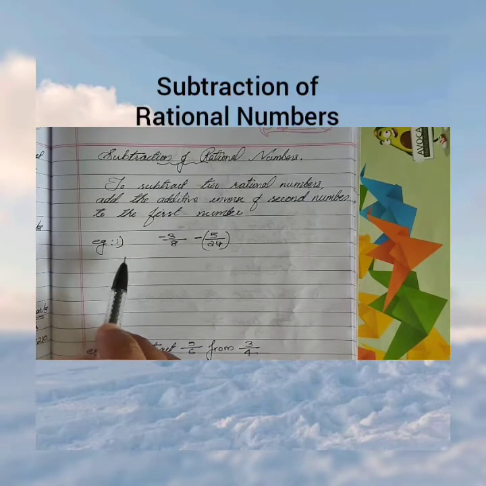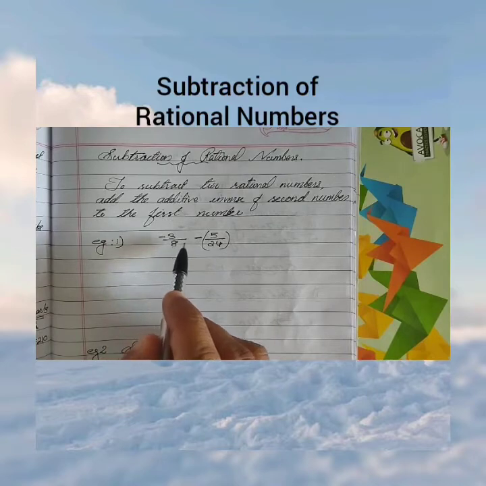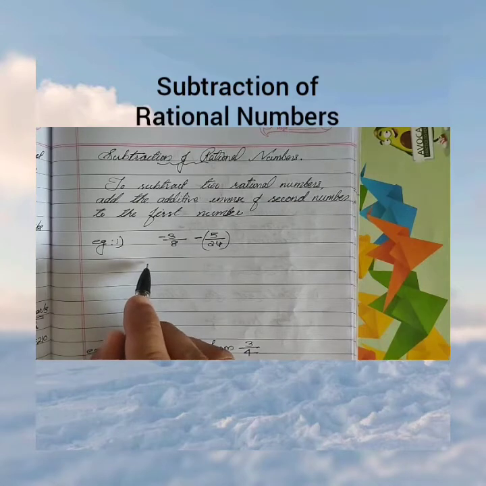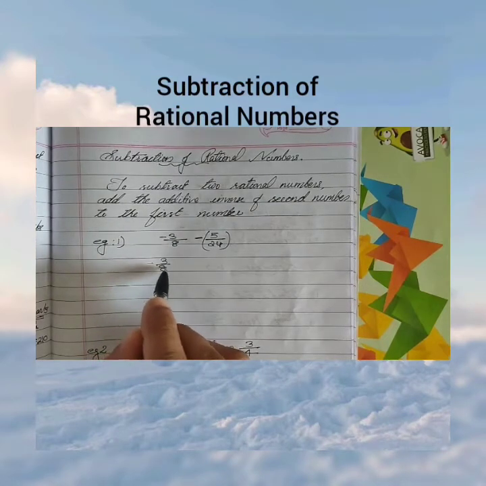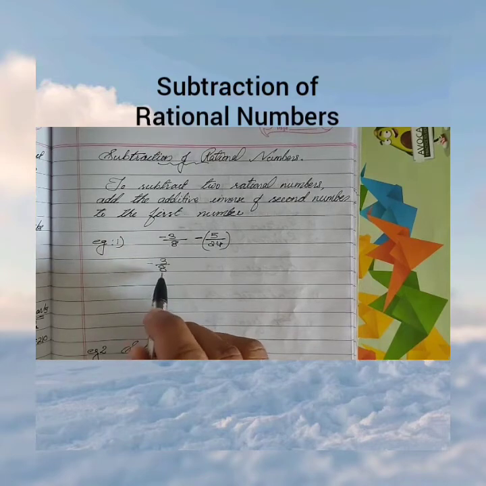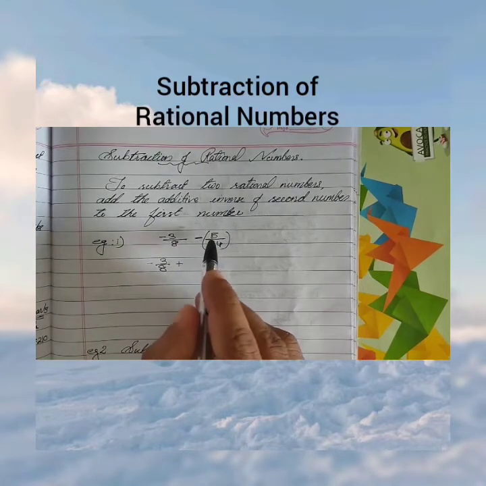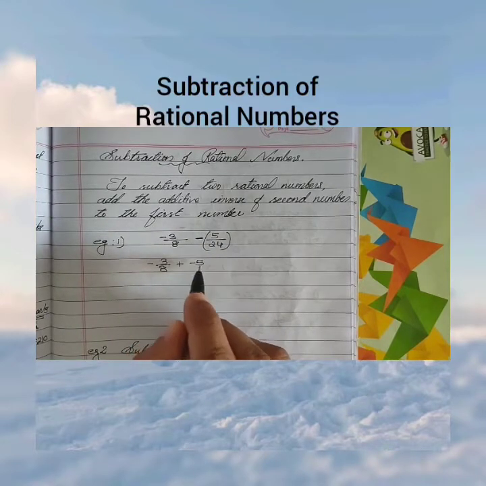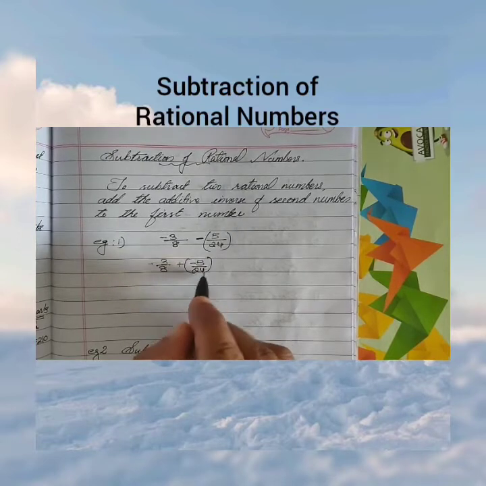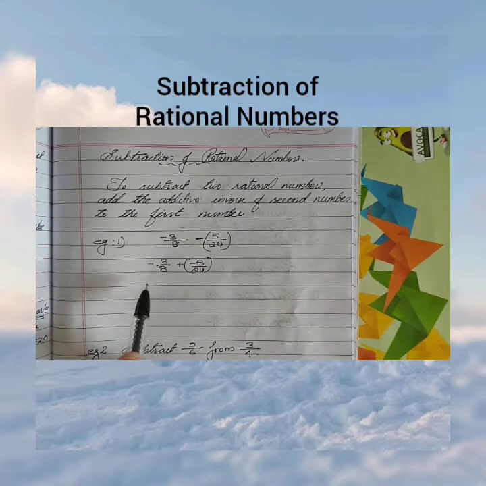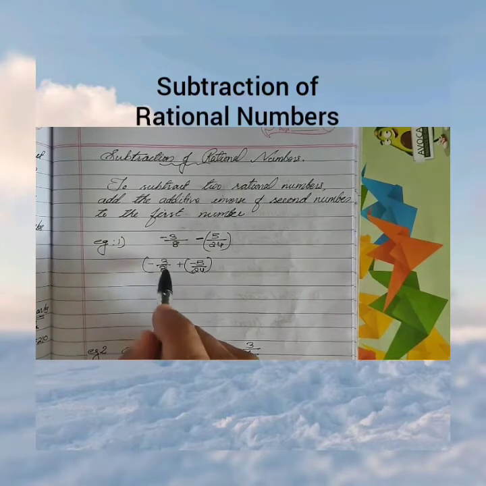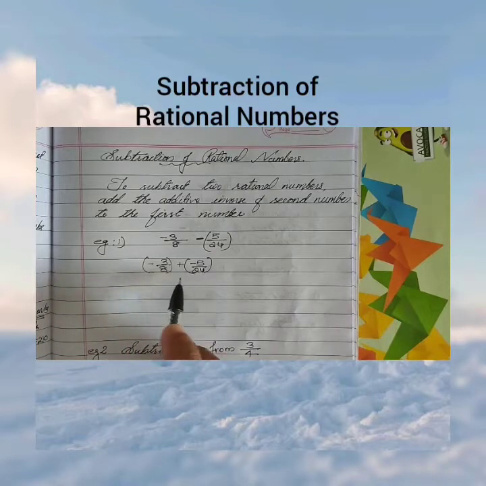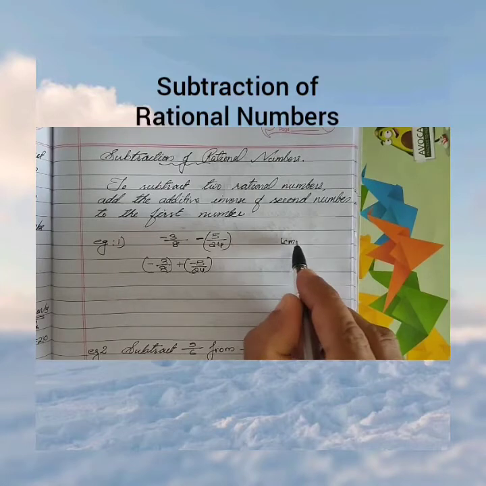Just let us see an example. Negative 3 upon 8 subtract 5 upon 24. So according to the rule, we are writing negative 3 upon 8. Here the first rational number should be added with the additive inverse of the second rational number. The second rational number is 5 upon 24. Its additive inverse is negative 5 upon 24. Now we have to add this, because now both rational numbers are negative numbers. We have to add. In order to add, we have to find out the LCM. LCM is equal to 24.